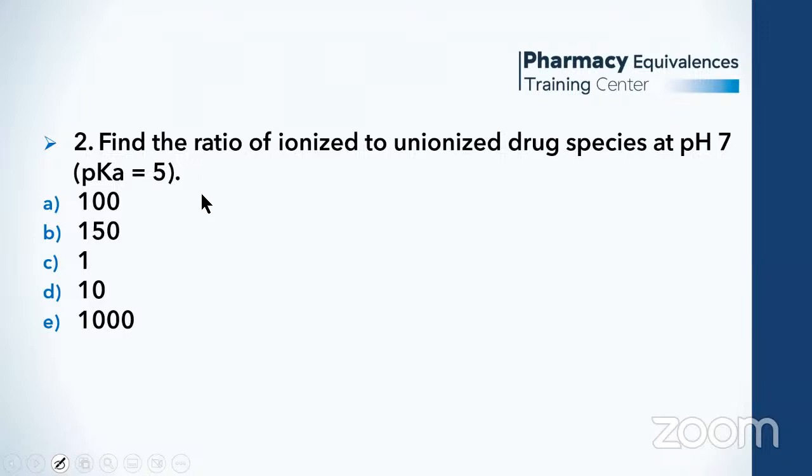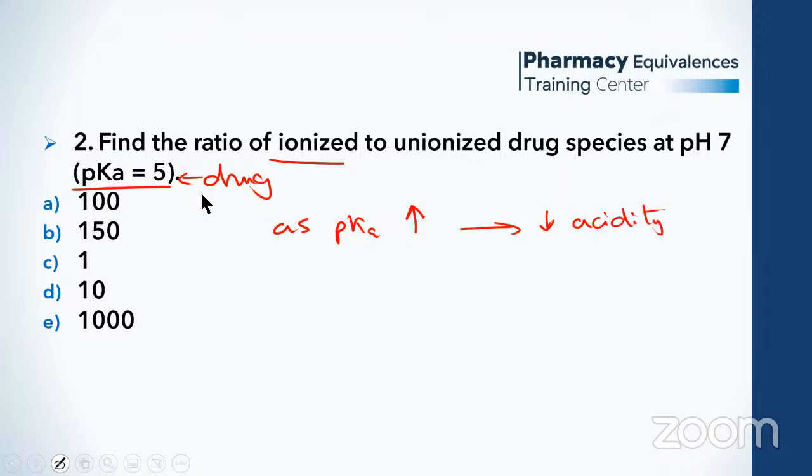The next question: find the ratio of ionized to unionized drug species at a pH of 7 when the pKa of the drug is 5. The pKa reflects the drug itself. Is it acidic or basic? And what is the acidity of it? As pKa increases, what will happen to the acidity? The acidity decreases, and the drug becomes a weaker acid.